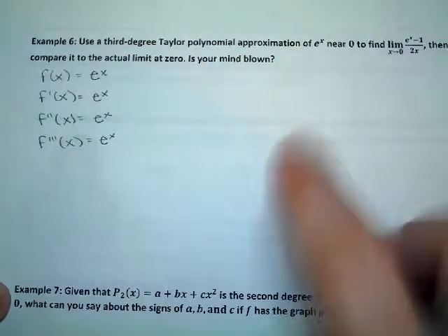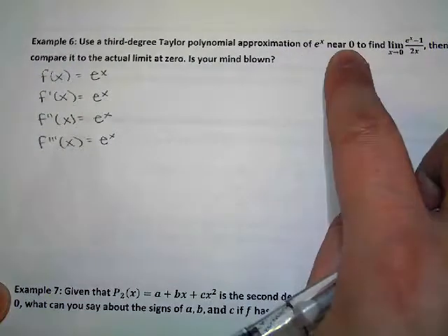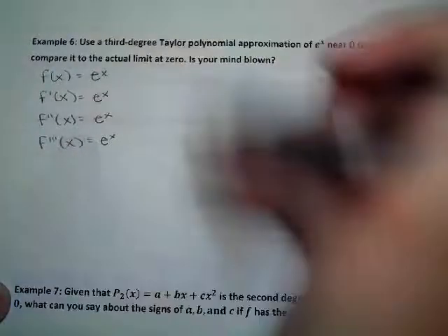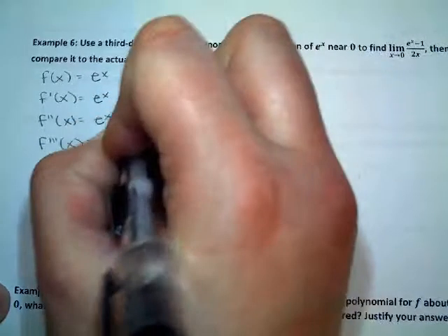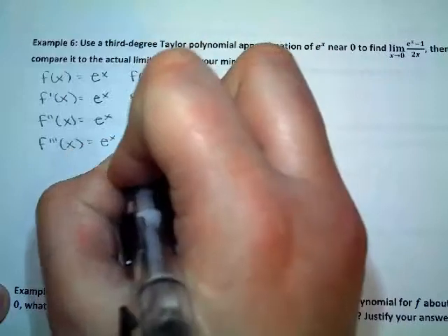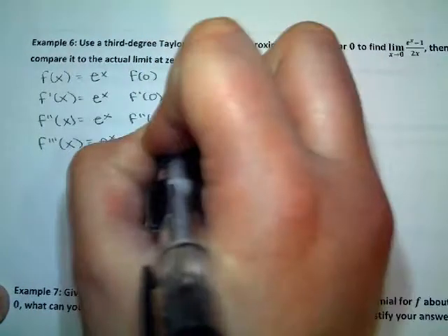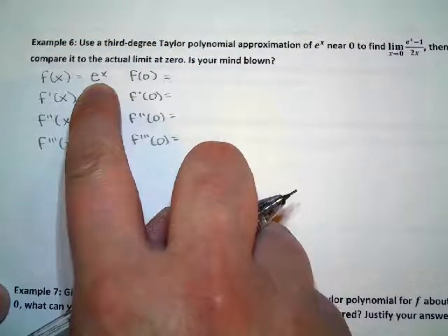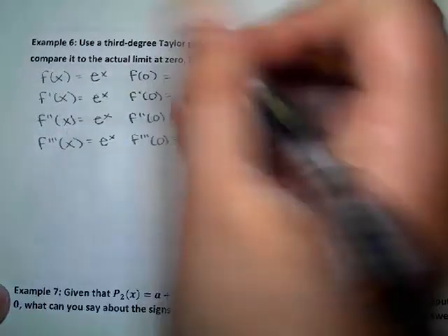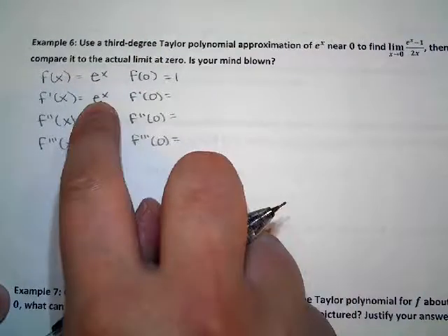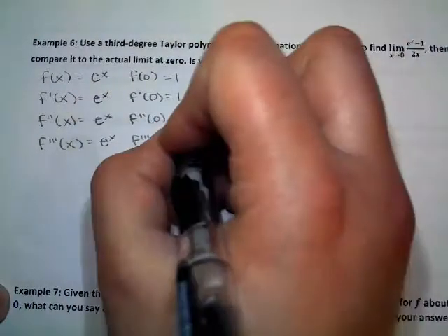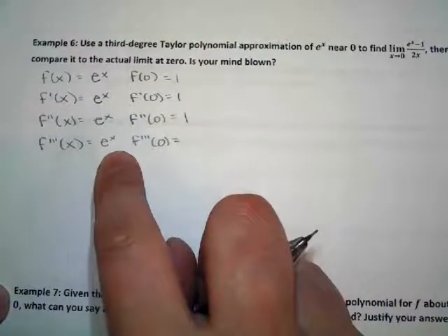Okay. And then if we're doing the approximation of those near 0, that just means that we're taking 0 and evaluating each of these at 0. So we're going to do f of 0, f prime of 0, f double prime of 0, f triple prime of 0. Okay, so f of 0 is e to the 0, which is 1. F prime of 0 is e to the 0, which is 1. F double prime of 0 is e to the 0, which is 1. F triple prime of 0 is e to the 0, which is 1.